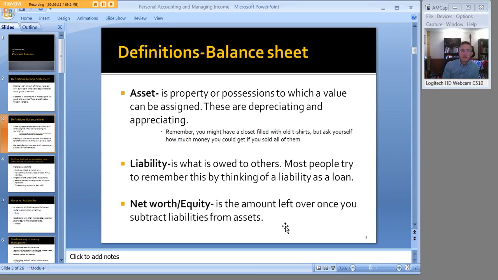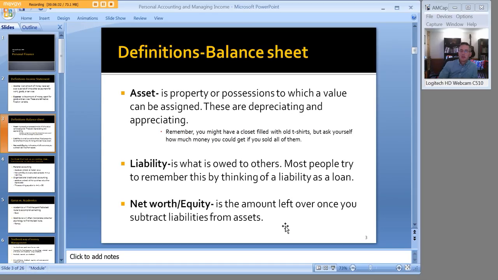Now, liability: when you hear liability, if you've taken an accounting class or not, liability is really just another term for loans. Liability is money that you owe to others. Typically, we think of bank loans, student loans, credit cards, those types of things.